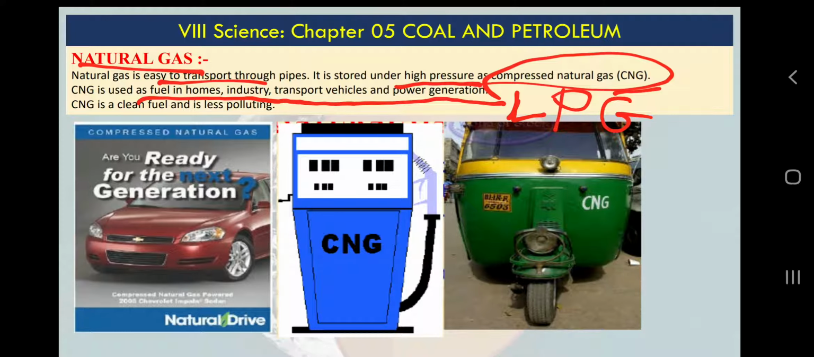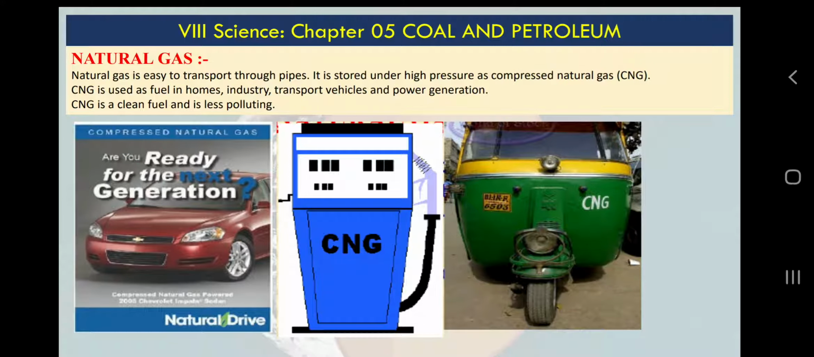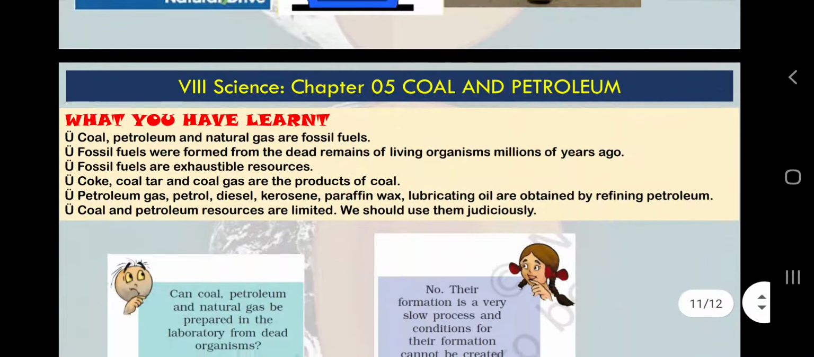Nowadays we are seeing many vehicles running with CNG. These are some examples of vehicles, and this is a CNG station, pump station, where we can fill our vehicles with CNG.